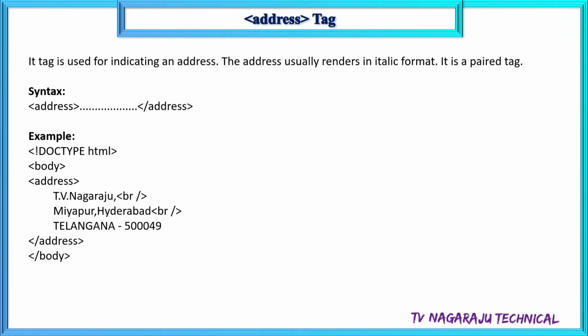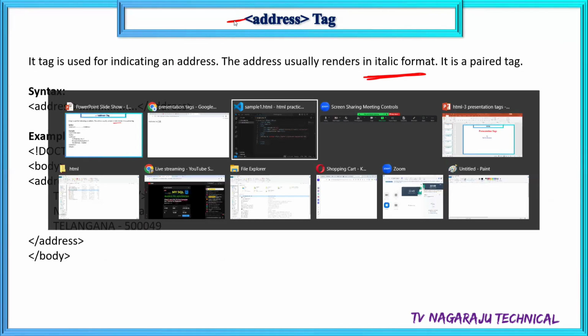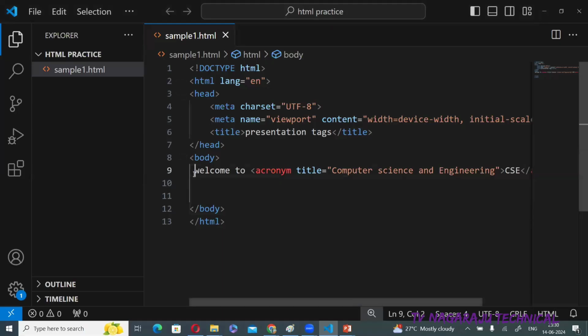Now, next, moving to the second one, address tag. What is the address tag? Simply for indicating the address. Sir, by writing paragraphs only, you are getting the address. But in the entire information, address is somewhat difficult to see. So, generally to display the address in italic format, we are using this tag. Okay, I will show with one example.